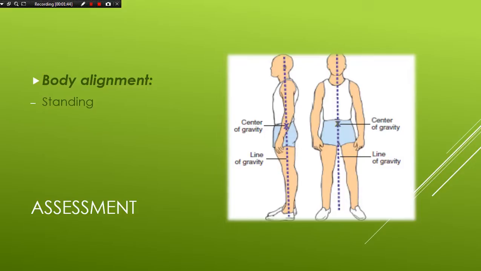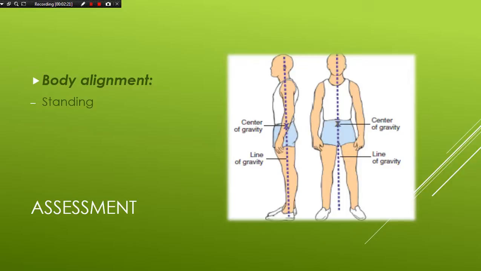The cervical vertebrae are anteriorly convex, the thoracic vertebrae are posteriorly convex, and the lumbar vertebrae are anteriorly convex. When observed laterally, the abdomen is comfortably tucked in and the knees and ankles are slightly flexed. The person appears comfortable and does not seem conscious of their position. The arms hang comfortably at the side, and the feet are slightly apart to achieve a base of support, and the toes are pointed forward.